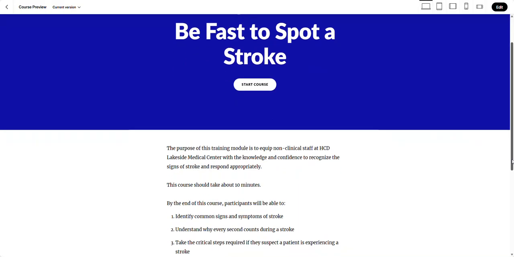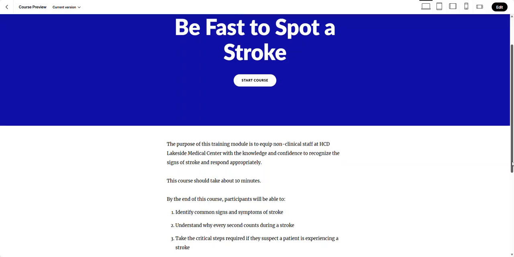This main page will provide a description of the module and subtitles. The purpose of this training module is to equip non-clinical staff at HCD Lakeside Medical Center with knowledge and confidence to recognize the signs of stroke and respond appropriately. This course should take about 10 minutes.